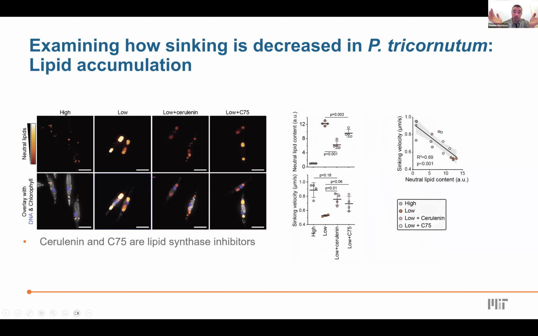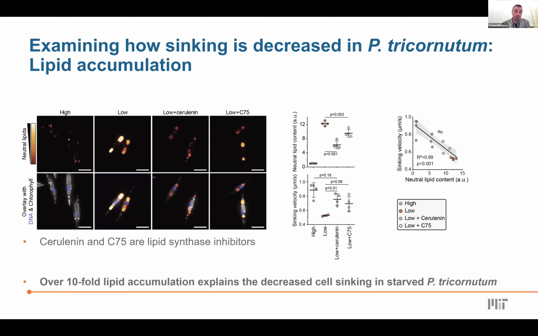And in fact, if we correlate these changes, we see a fairly good correlation, which really implies that at least part of the sinking decrease upon starvation in this species can be explained by the fact that it just builds up such large lipid reservoirs that the cell becomes lower density and starts sinking more slowly. It doesn't actually float upwards.